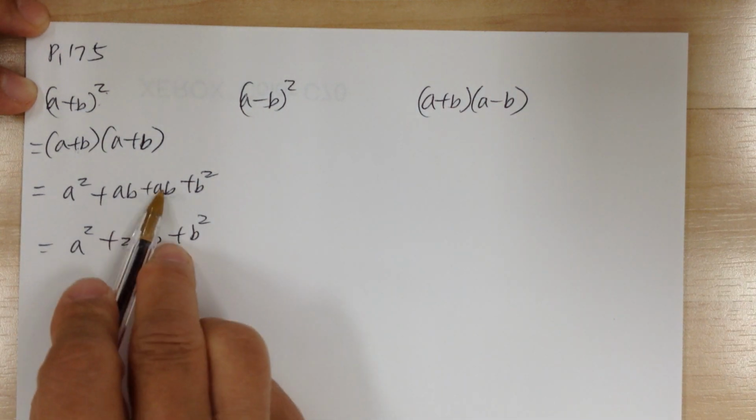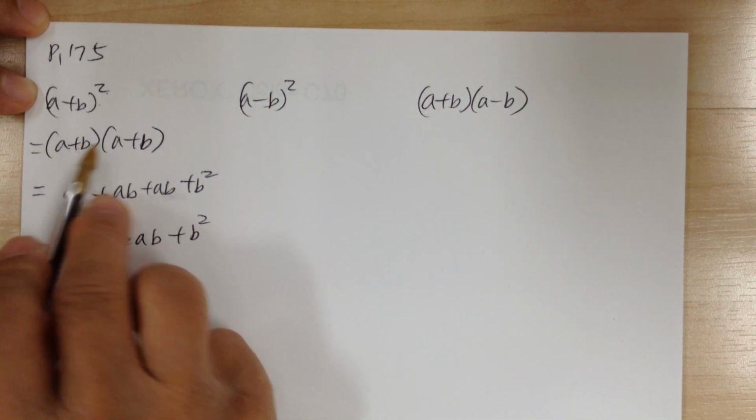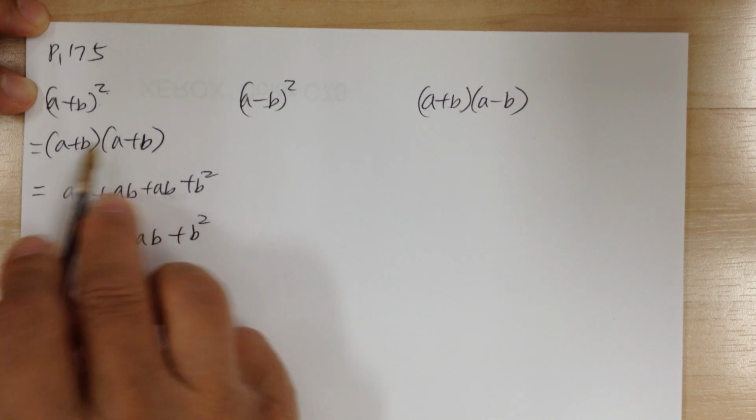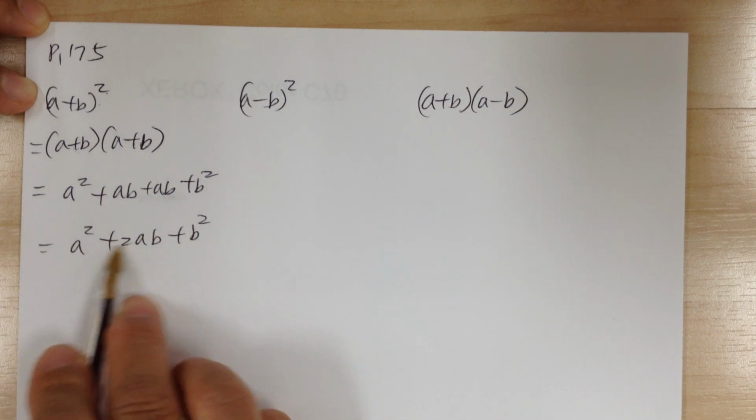So these 2 came from, there are 2 of them. And the reason there are 2 of them, because there are 2 of them here, right? You got plus and plus. So you got 2 pluses, so that's why you got plus 2.